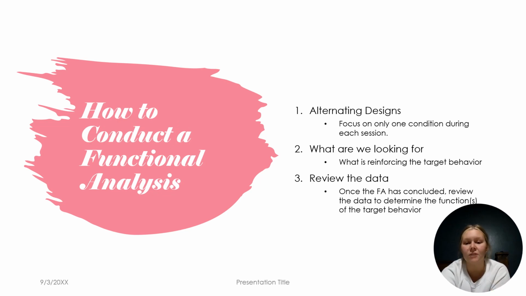So how do we conduct a functional analysis? First of all, functional analyses are alternating designs, so we focus only on one condition during each session of the analysis. And then, what are we looking for in a functional analysis? We are looking for what is reinforcing the behavior, whether it be a toy, an environment, or a person. And then finally, we review the data. Once the functional analysis has concluded, we review the data to determine the function or functions of the target behavior. So what is making that behavior happen?